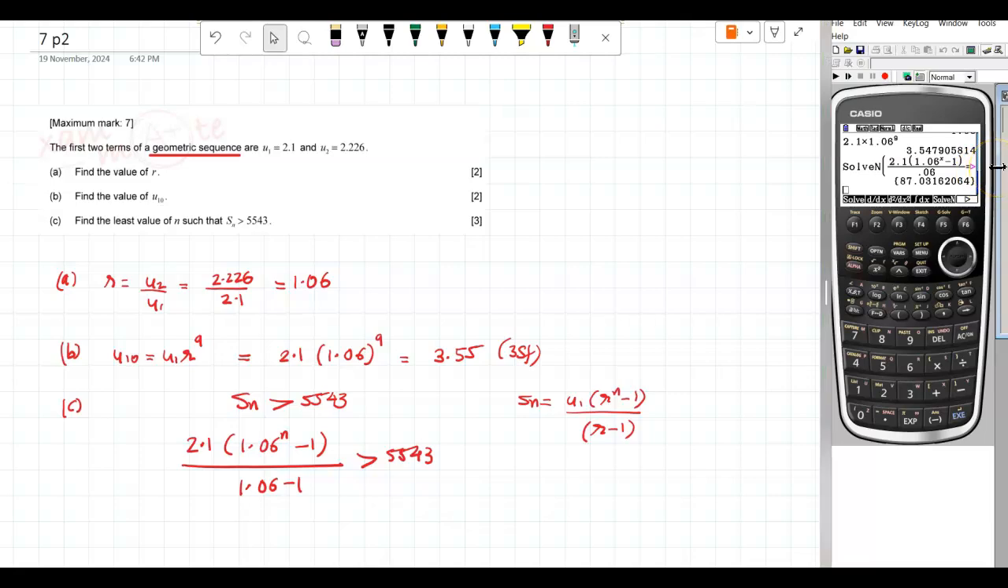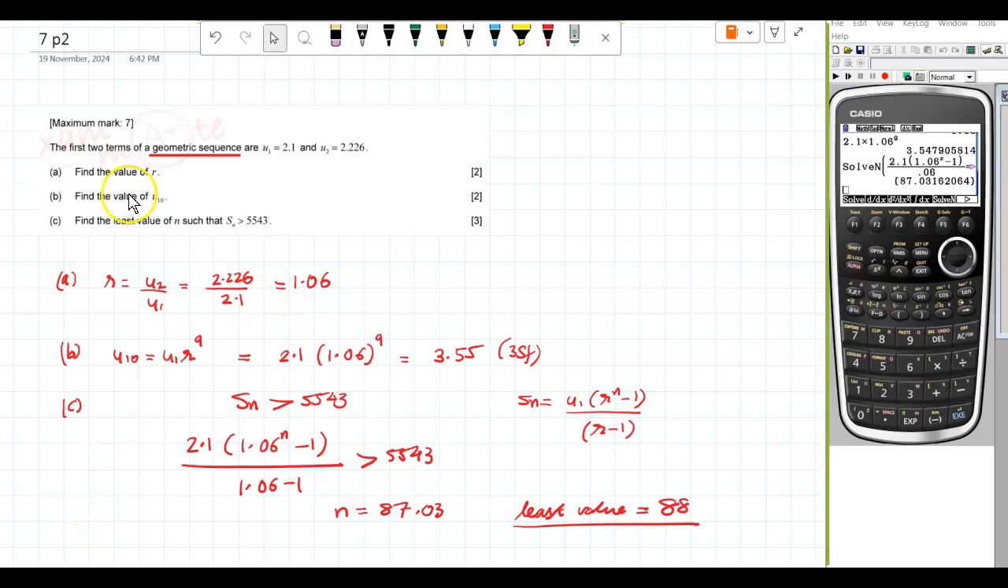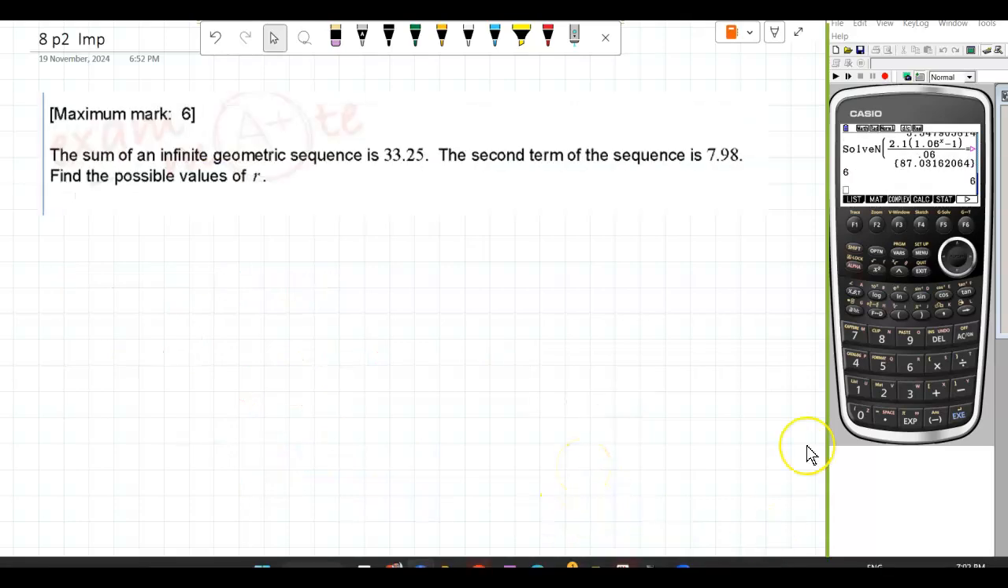So when your n is 87.03, you will make it equal. So you want to exceed it. So what is the smallest least value of n? Yeah, least value of n would be 88, because n is the number of terms, n has to be an integer. It's not an assumption, it's a fact. Very good. That's the most important step.